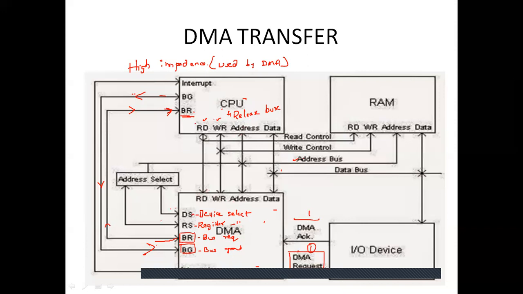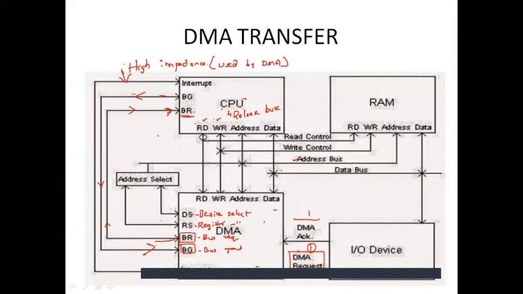After transferring the whole data, when the last word of data in the DMA transfer is transferred, the DMA controller informs the termination of transfer. How? By means of this interrupt line. So here you can find this interrupt line. When every transfer is done, the interrupt is sent to the CPU saying that my total transfer has been done.